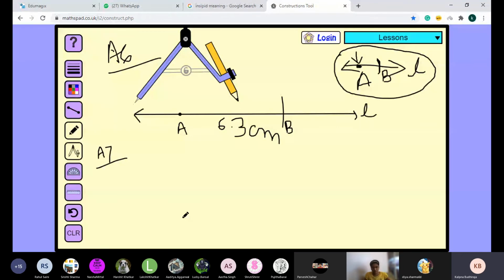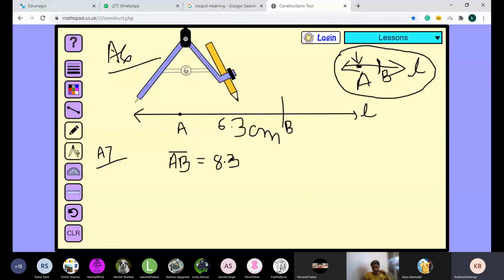Construct AB of length 8.3 centimeter. Now AB is not a line, it is a line segment. हमें symbol दिया हुआ है, ठीक है? So AB is a line segment of 8.3 centimeter. From this, cut off AC of line segment.